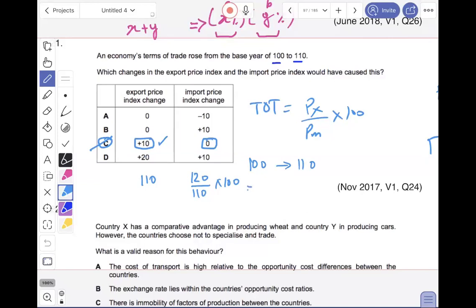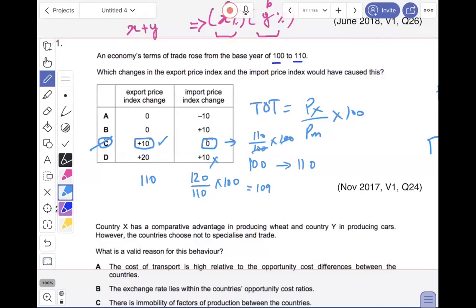It's 109. So that's why D is wrong. While C is 110 over 100 times 100. Isn't that true? So C is 110. So that's why C is the right answer. Do you guys get that? Does that make sense, guys?